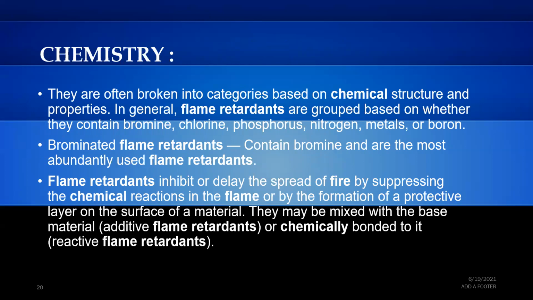In general, flame retardants are grouped based on whether they contain bromine, chlorine, phosphorus, nitrogen, metals, or a combination. Brominated flame retardants contain bromine and are the most abundantly used flame retardants. Flame retardants inhibit or delay the spread of fire by suppressing the chemical reaction in the flame or by formation of a protective layer on the surface of the material. They may be mixed with the base material, as additive flame retardants, or chemically bonded to it, as reactive flame retardants.